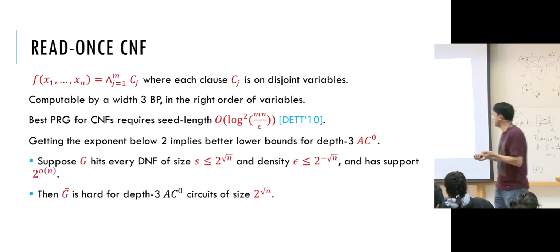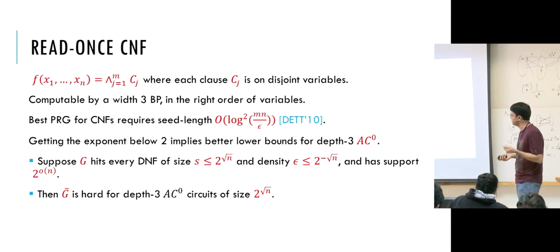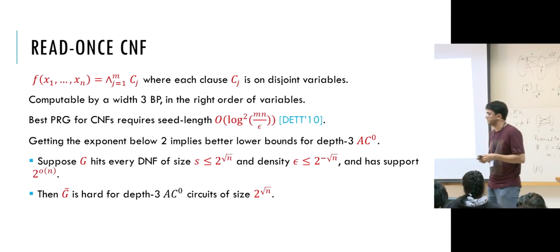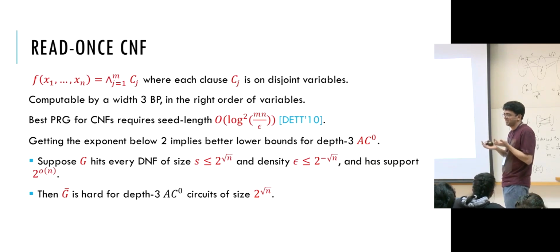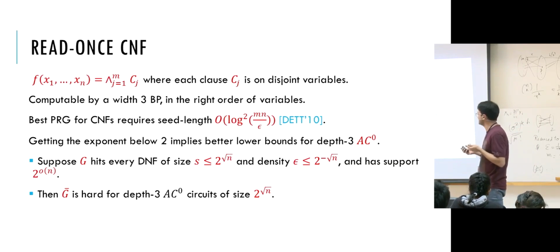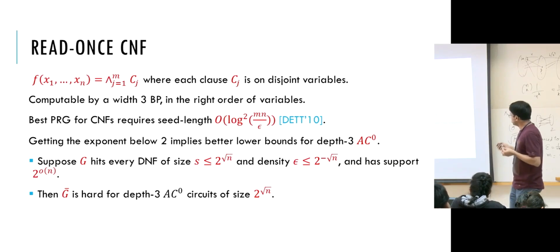And as I mentioned, the reason you might want to get this exponent below 2 is that this is one avenue towards better lower bounds for depth 3 AC0. It's something which has been open for a long time. It's not clear that there's any reason why it should be very hard to go from root n to n to the 3/4. Certainly parity doesn't work, that's clear. Okay. So why is this true?